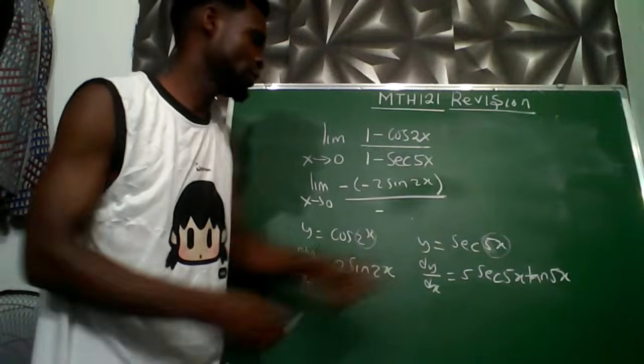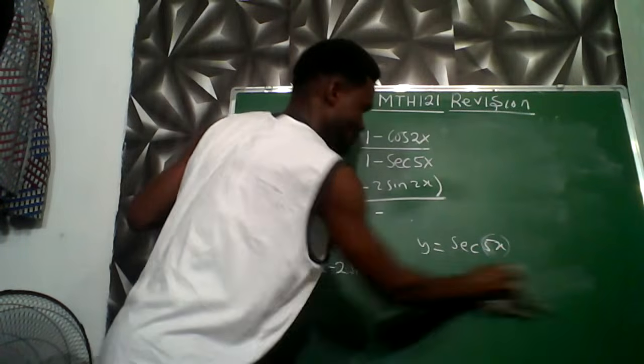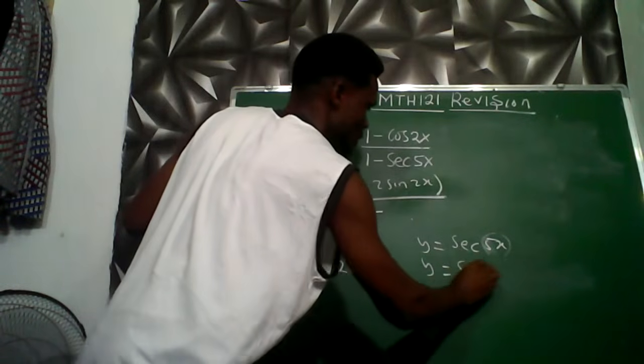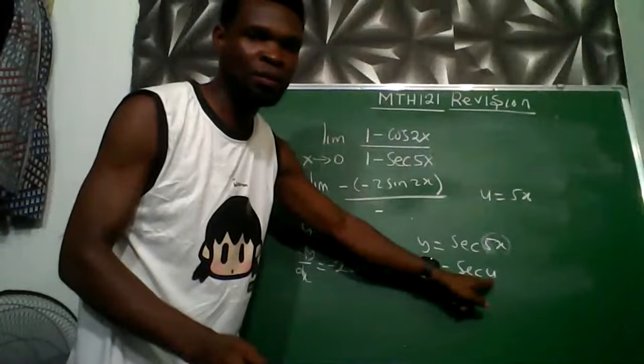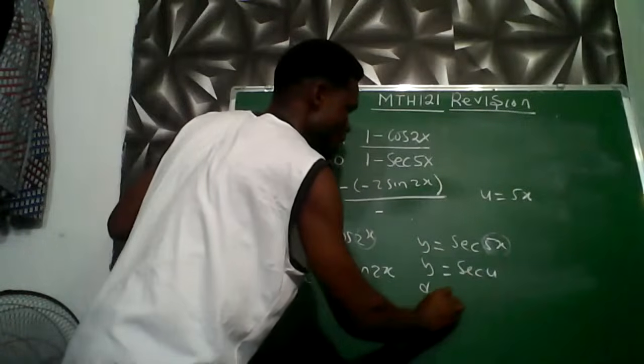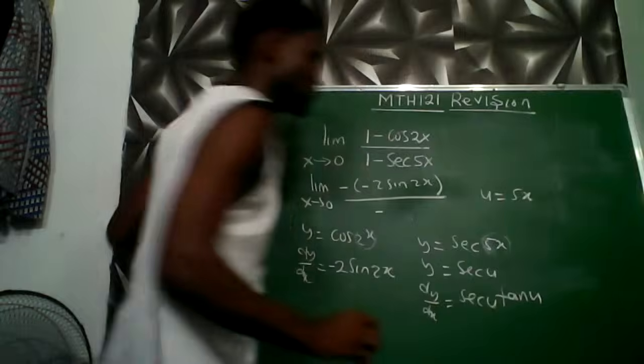This is what I mean. Let me make it more understandable. Let me write this as y is equal to sec u, in other words, u is equal to 5x. That is what u is. So the derivative of sec u, dy over dx, is equal to sec u tan u.